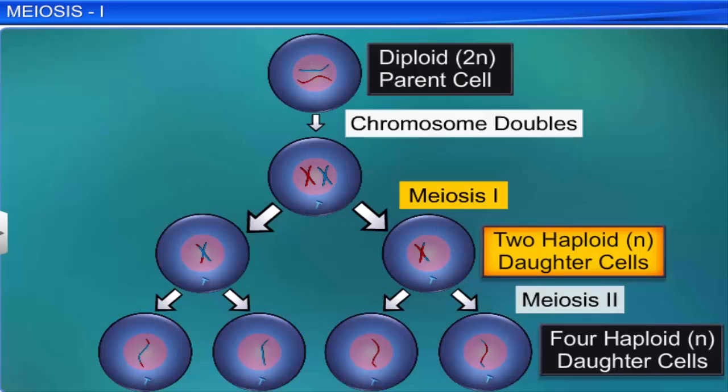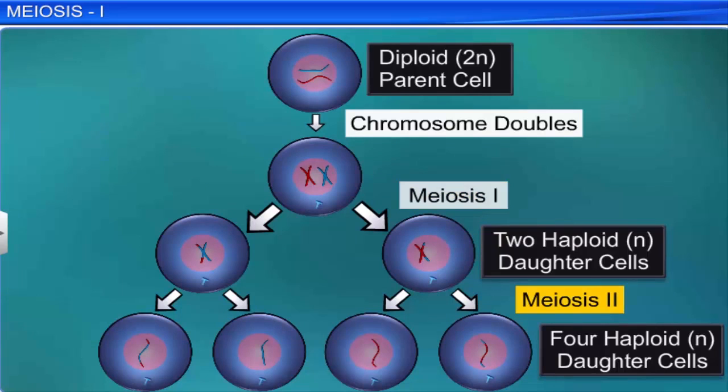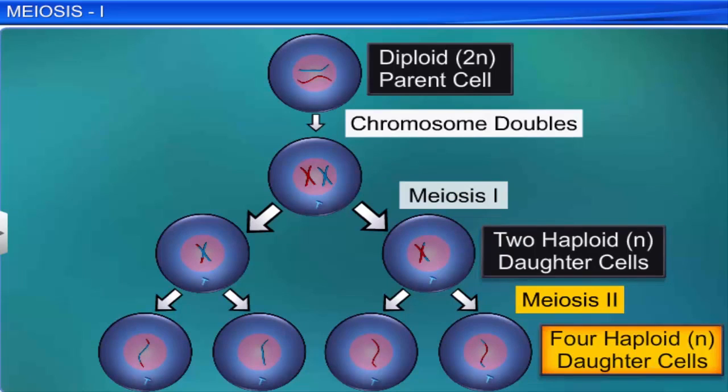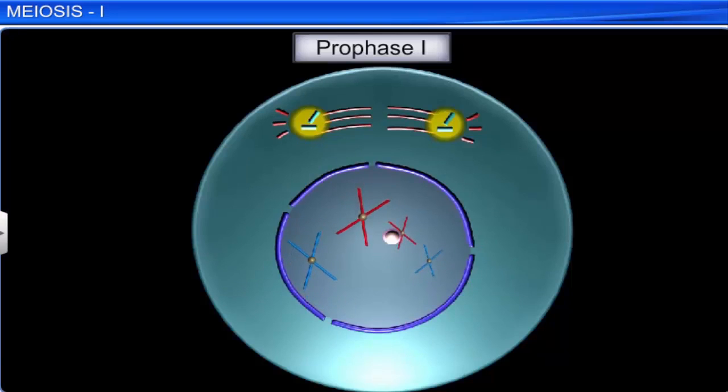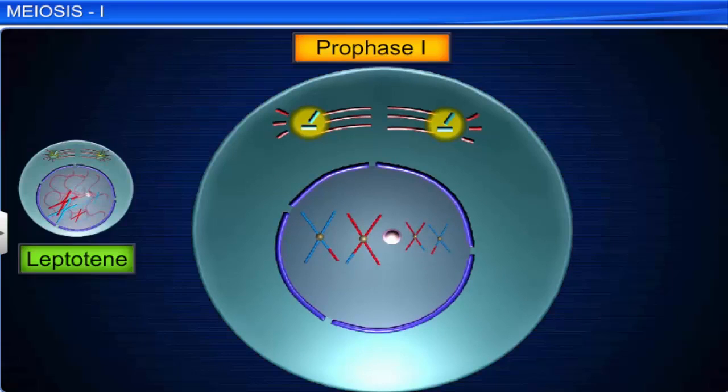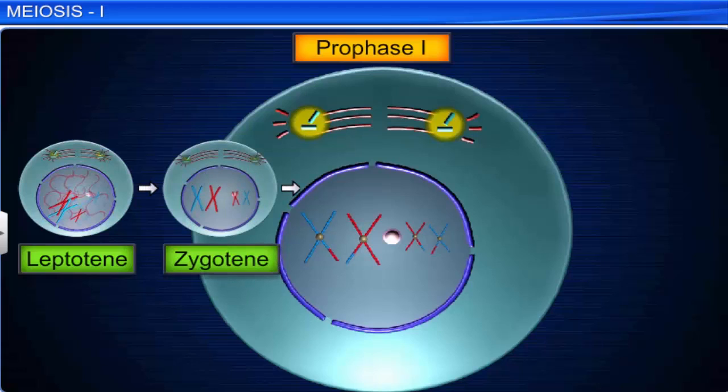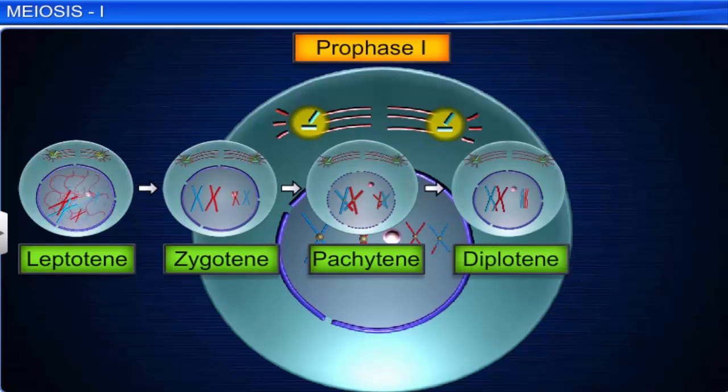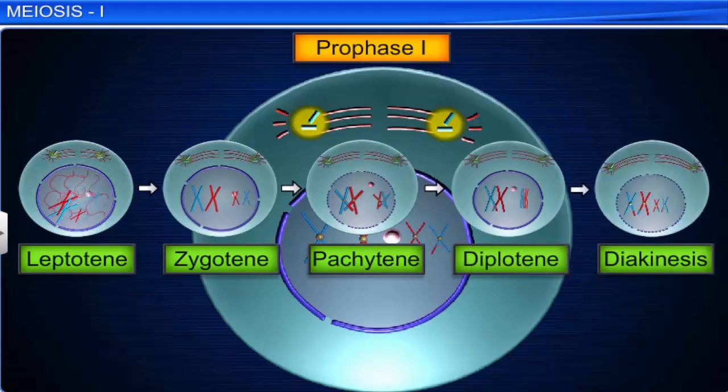Meiosis 1 halves the number of chromosomes, and meiosis 2 splits the sister chromatids of each chromosome, resulting in 4 haploid cells. Meiosis 1 begins with prophase 1, which is typically more complex and lasts longer compared to the prophase of mitosis. Based on chromosomal behavior, prophase 1 is divided into 5 phases, namely leptotene, zygotene, pachytene, diplotene, and diakinesis.